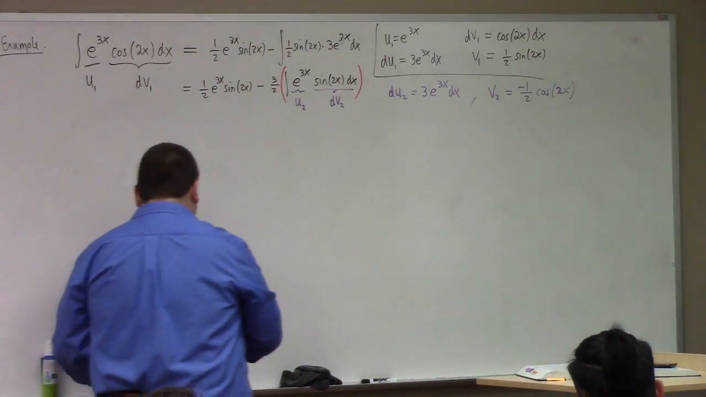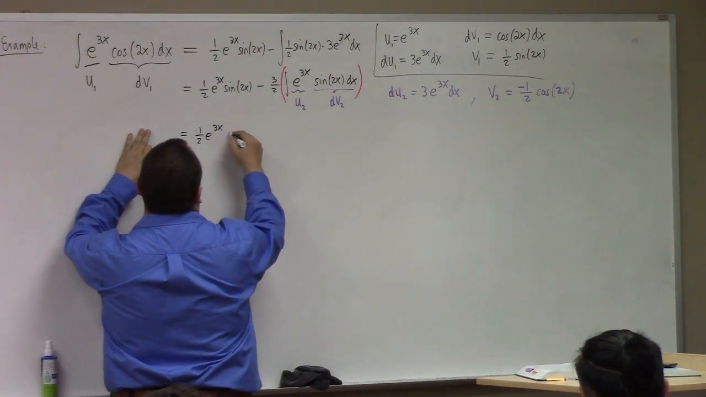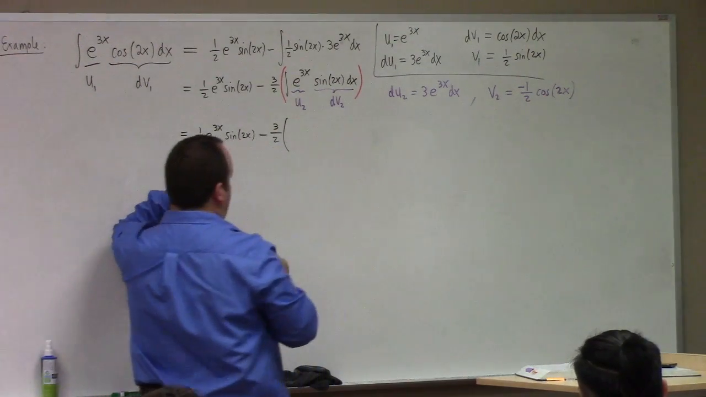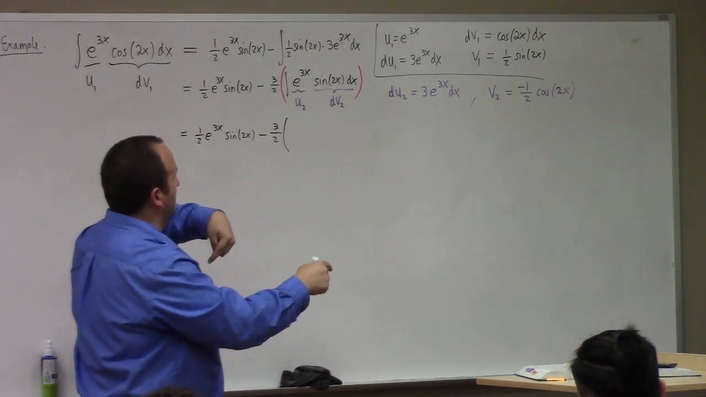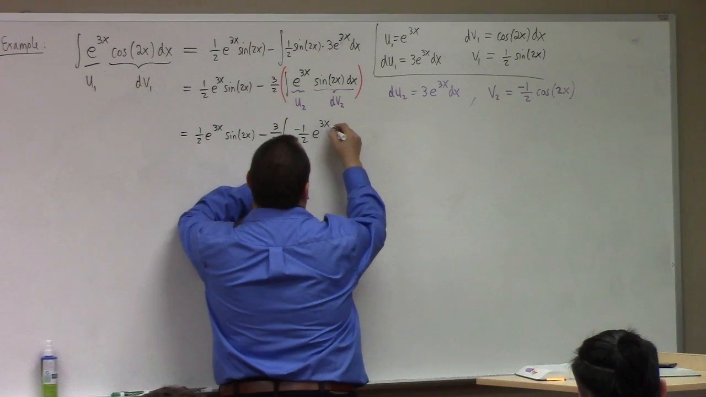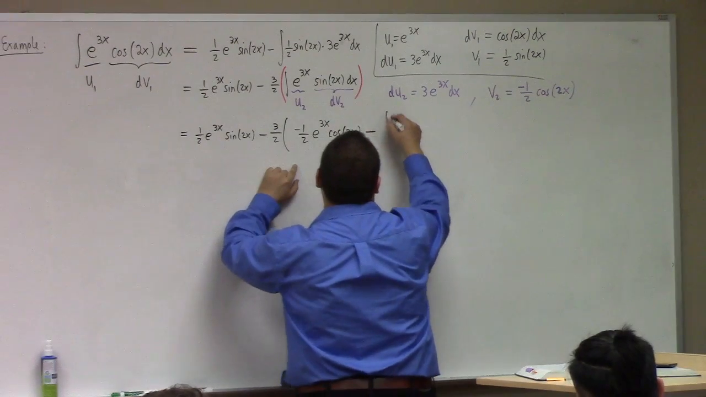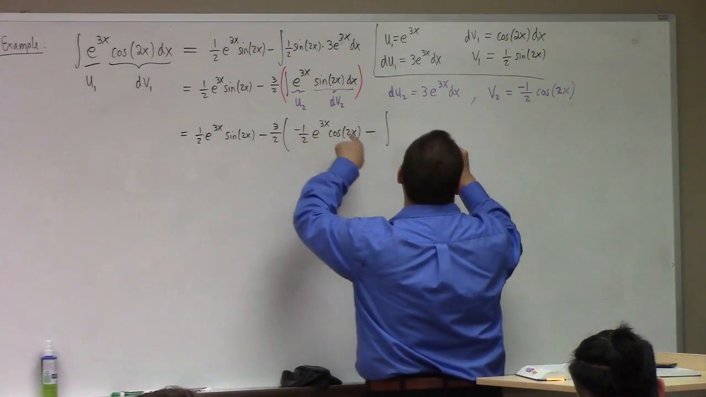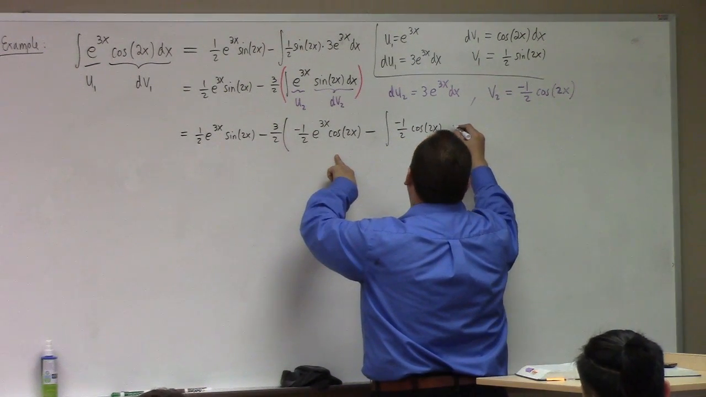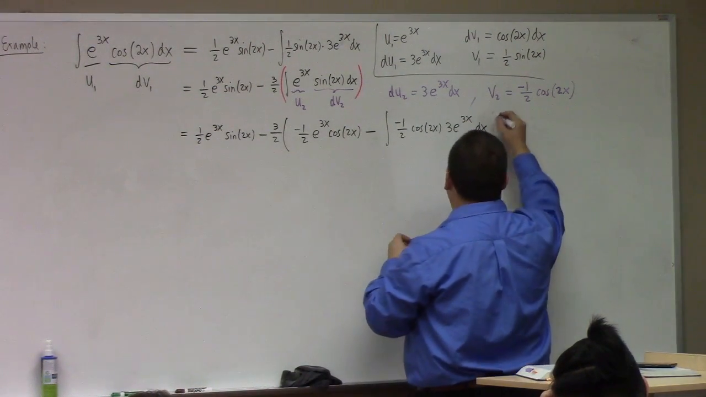So, all right, what I need here is u2 v2, which is minus 1/2 e to the 3x cosine of 2x, minus the integral of v2, which is minus 1/2 cosine of 2x, du2, which is 3 e to the 3x dx. Close my parentheses.